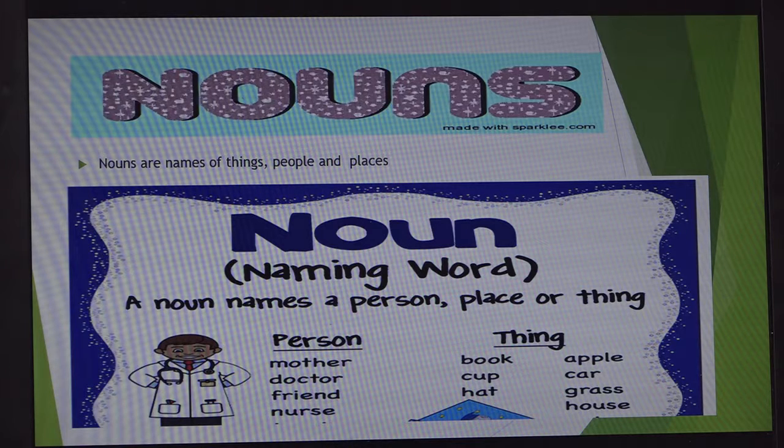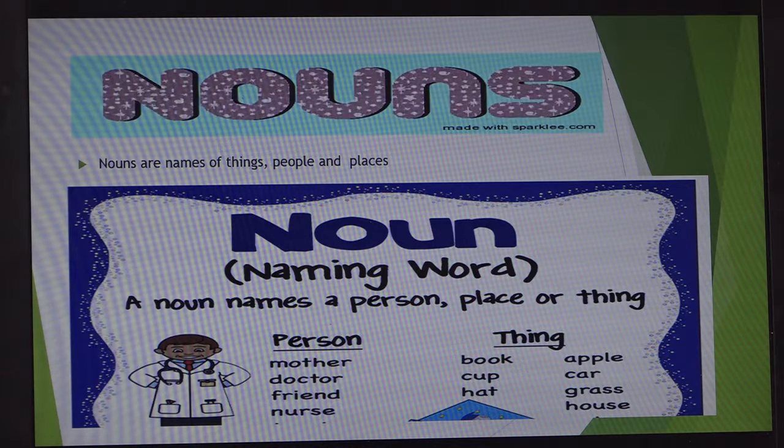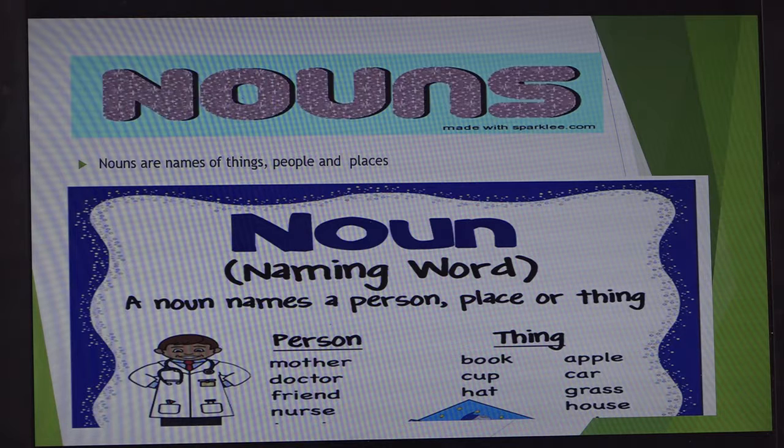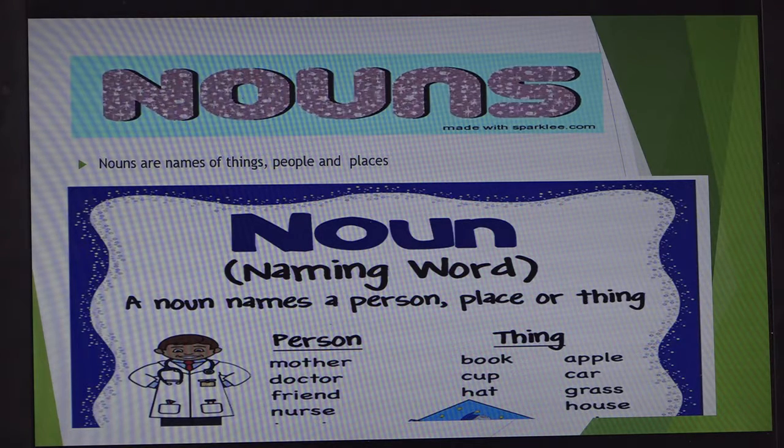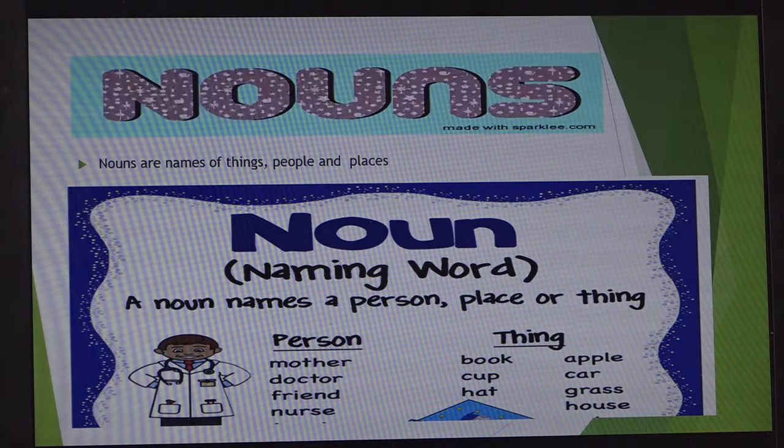For example, when we look at examples of naming words for people, we have got words like mother, doctor, friend, nurse, and many others. Examples of things, words that can be used to name things, are words such as book, cup, hat, apple, car, grass, house, and many others.